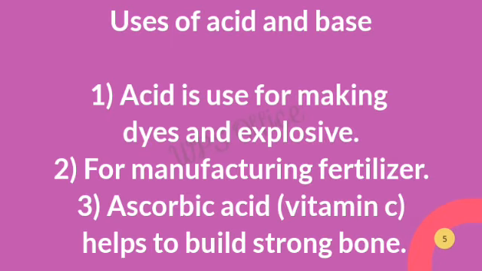Next, uses of acid and base. 1. Acid is used for making dyes and explosives. 2. For manufacturing fertilizer. They are used for manufacturing fertilizer for plants to grow better. 3. Ascorbic acid, also known as vitamin C, helps to build strong bone.